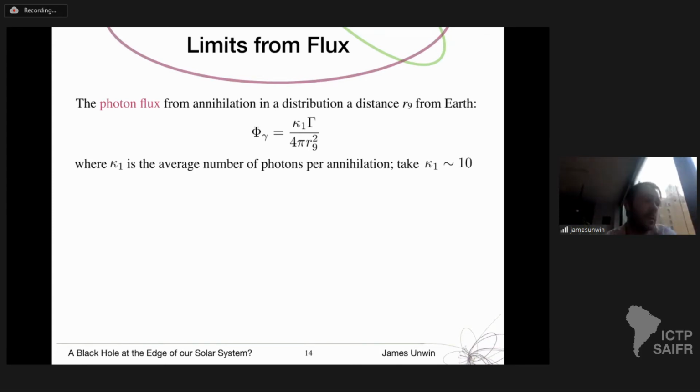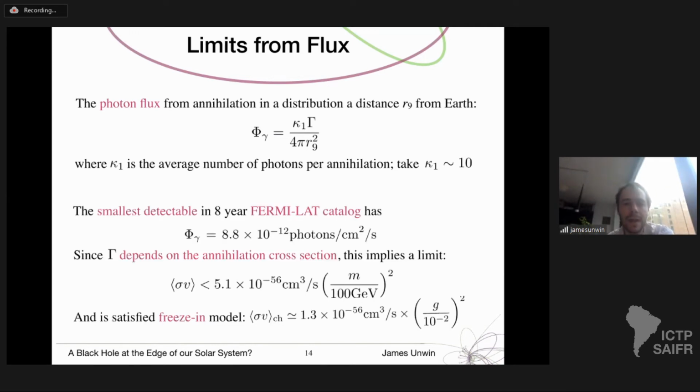is, say, some sort of indirect detection, maybe some point source object in the Fermi catalog. So given the rate, I can now calculate the photon flux coming from a source which is 500 AU away. So I'm going to take R9 to be the radius of planet 9, 500 AU. I'm going to assume, just as a very blunt assumption, that each annihilation produces about 10 photons through a cascade. And I'm going to put all this together to extract some sort of flux.